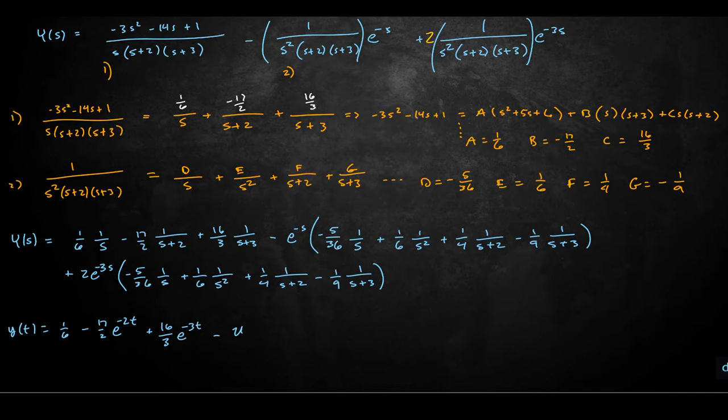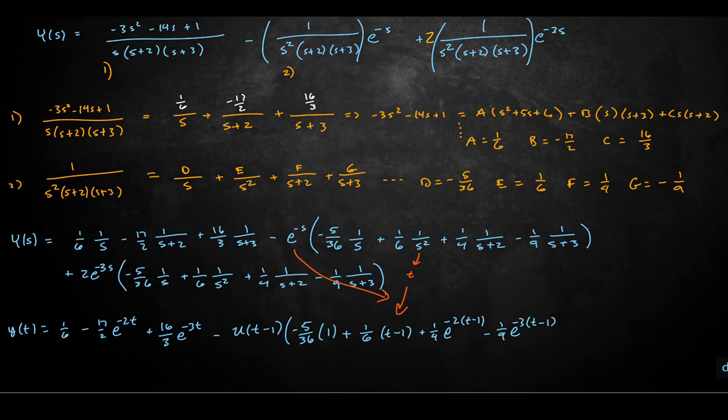Minus u of t minus 1 times negative 5 over 36 times 1, and that one doesn't have to be shifted because it's just a constant, plus 1 over 6 times, normally that would go back to t, but here we're going to go to t minus 1. Right, so just to kind of highlight this, this goes to t, which goes to t minus 1, since it's multiplied by the exponential. So that's second translation theorem in reverse, plus 1 over 4, and this would normally go back to e to the negative 2t, but we're going to go to 2t minus 1, minus 1 over 9, e to the negative 3, normally we go back to 3, but here we go to negative 3t minus 1.